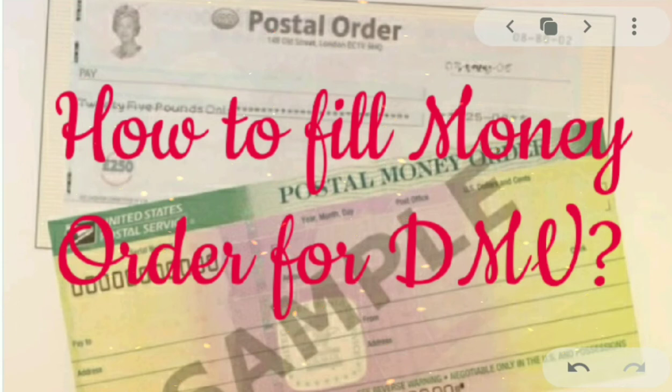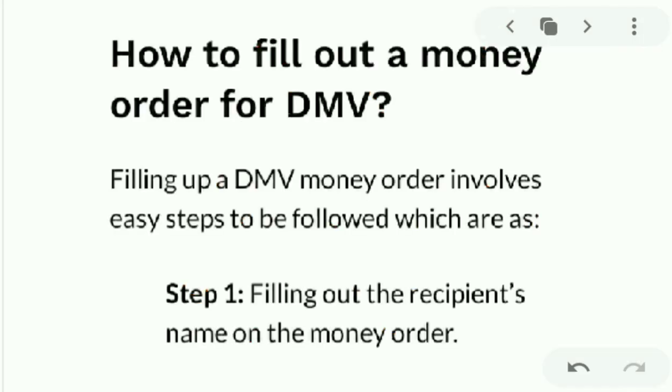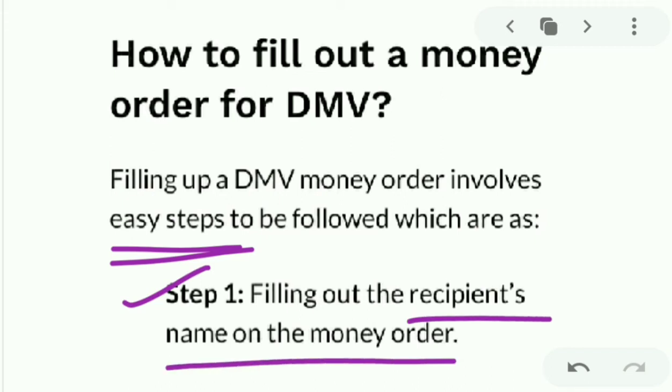Next is how to fill a money order for the DMV. How can you fill the money order for the DMV? It also involves easy steps. The first step is filling out the recipient's name on the money order, which is the name of the person to whom you are paying.